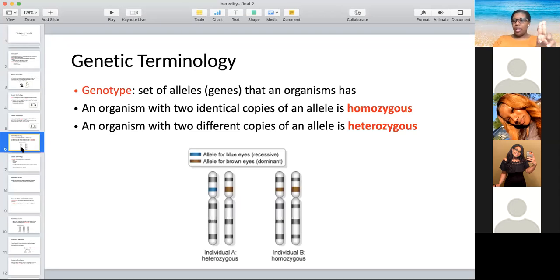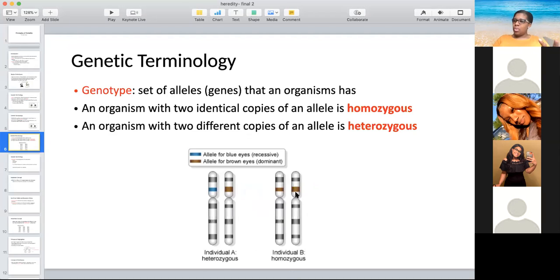You can have two identical copies of an allele, which is a homozygous pair. The prefix homo means same. And then you can have two different copies of an allele, which we'll call a heterozygous pair, different. If we keep running with that eye color theme, we have an individual here who has inherited two different copies of the allele determining eye color. Individual A has a heterozygous pair of alleles for eye color. Individual B has a homozygous pair of alleles because they both have two brown alleles.